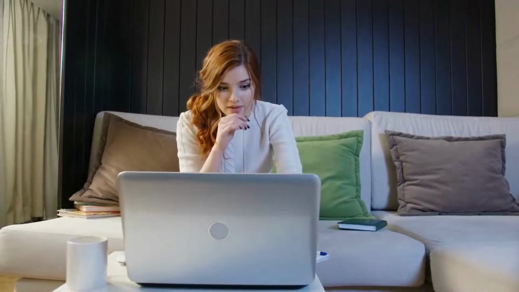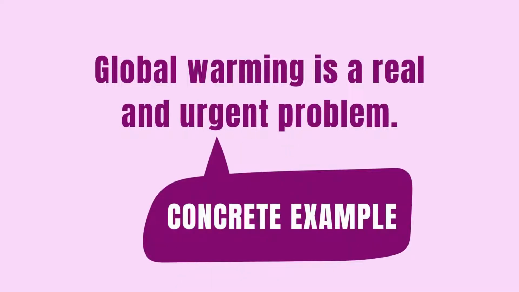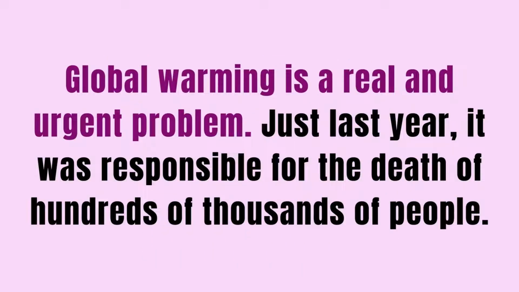Suppose you're trying to convince your readers about the following. Global warming is a real and urgent problem. That would be true, but something is lacking. Let's add a concrete example and see how it changes the picture. Global warming is a real and urgent problem. Just last year, it was responsible for the death of hundreds of thousands of people.